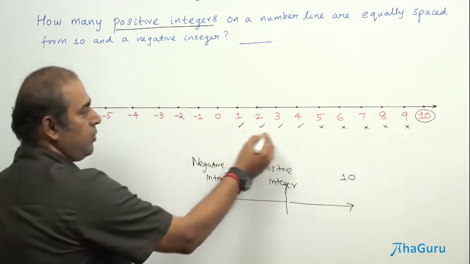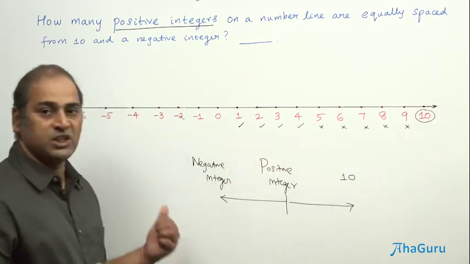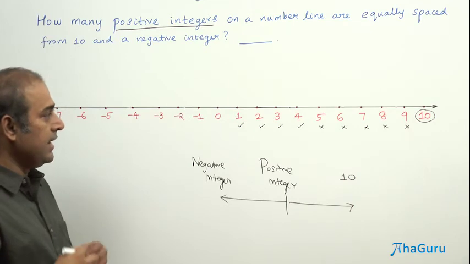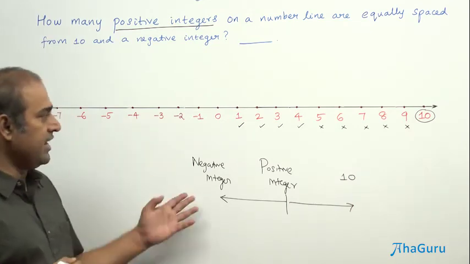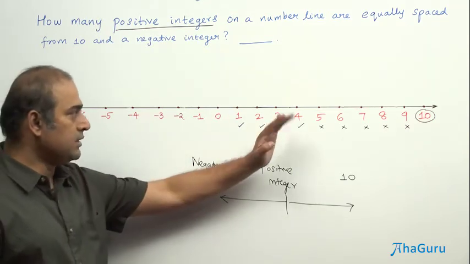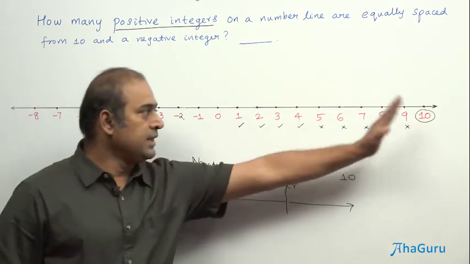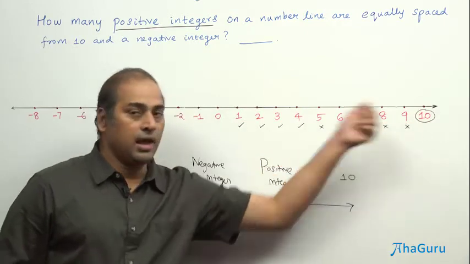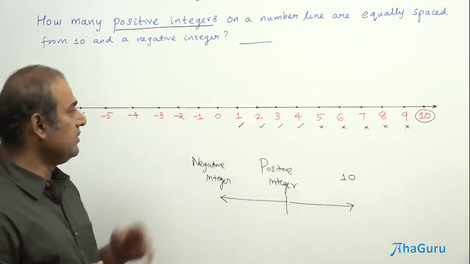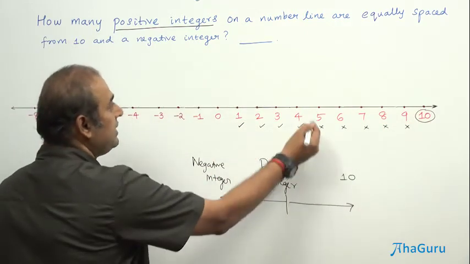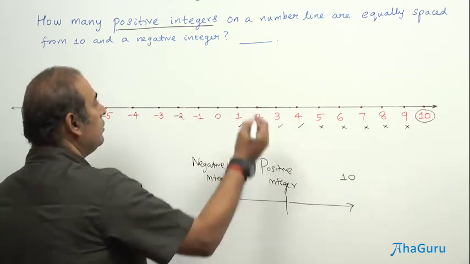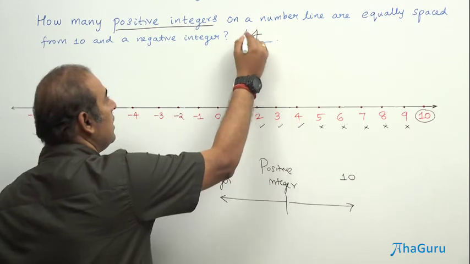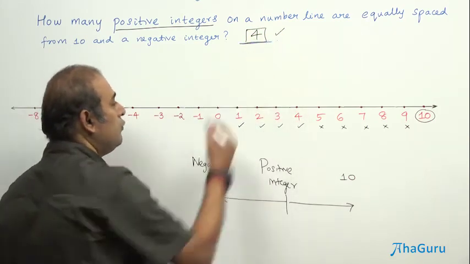So these are the 4 positive integers which will satisfy the condition that it is equally spaced from 10 and a negative integer. We did not find the negative integer for each, but we know that from 4 you have an equally spaced negative integer on the other side of 10. Similarly, 3, 2 and 1. So how many positive integers are there? That is the question. The positive integers are 1, 2, 3, 4. So the number of positive integers is going to be 4.